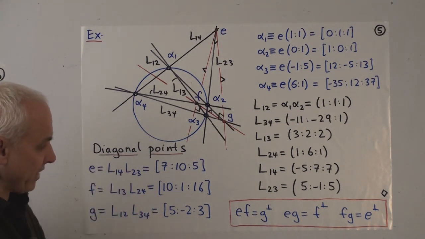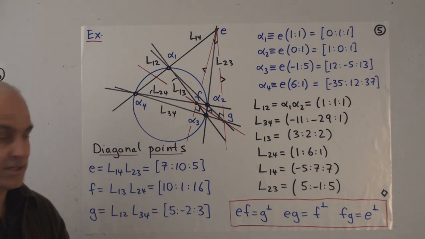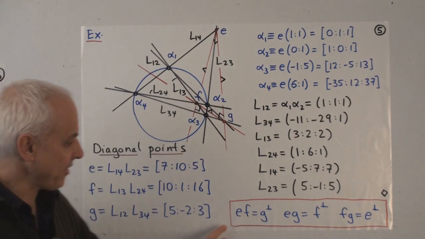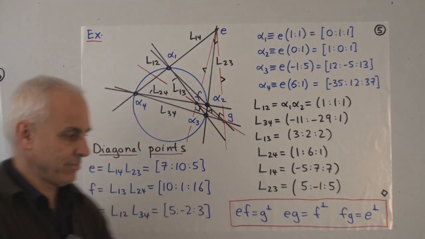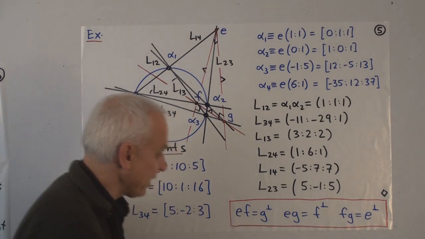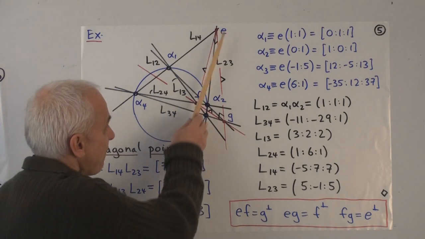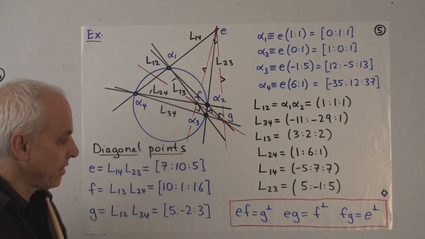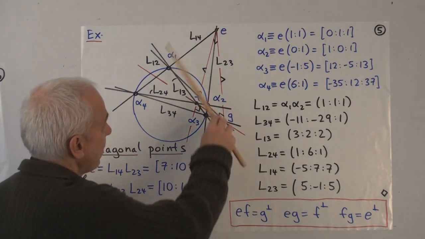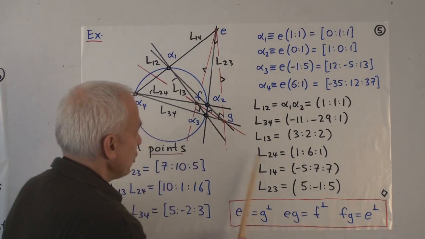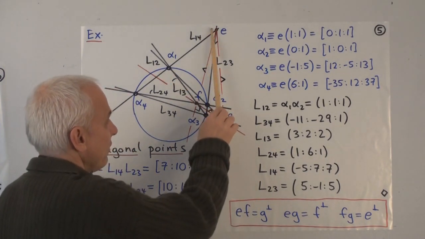Now a very important observation about these 3 diagonal points coming from this quadrangle of null points. Here's the very important observation. It can be stated in a number of ways, but probably the easiest way to remember it is that if you join E and F, you're getting the dual of the point G. If you join E and G, you're getting the dual of F. And if you join F and G, you're getting the dual of E.